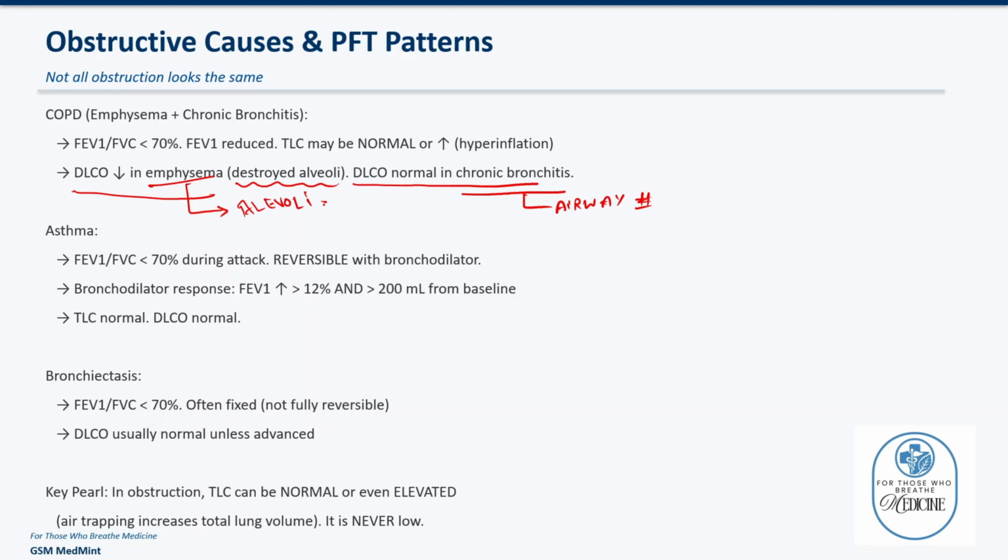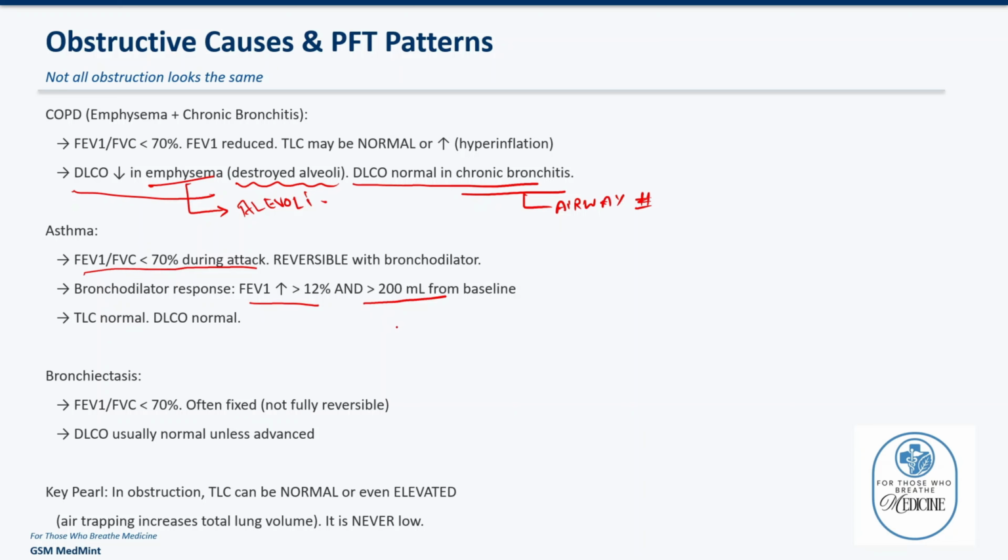In asthma, FEV1 over FVC is less than 70% during an attack. But this is reversible. Give the albuterol and repeat the spirometry within 15 minutes. A positive bronchodilator response is defined as the FEV1 increasing by at least 12% and at least 200 milliliters from the baseline. If you see this, it's asthma.